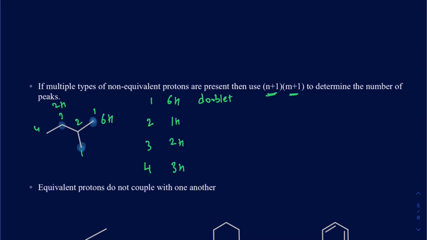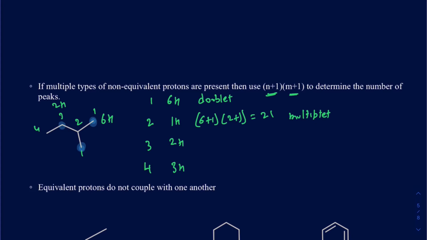So if I say 6 plus 1 times 2 plus 1, that will tell you how many peaks you're going to have. So 6 plus 1 is 7, 2 plus 1 is 3, so that's going to be 21. That's going to be very hard to decipher, to tell if you actually have 21 peaks or not. So a lot of times you just call that a multiplet.